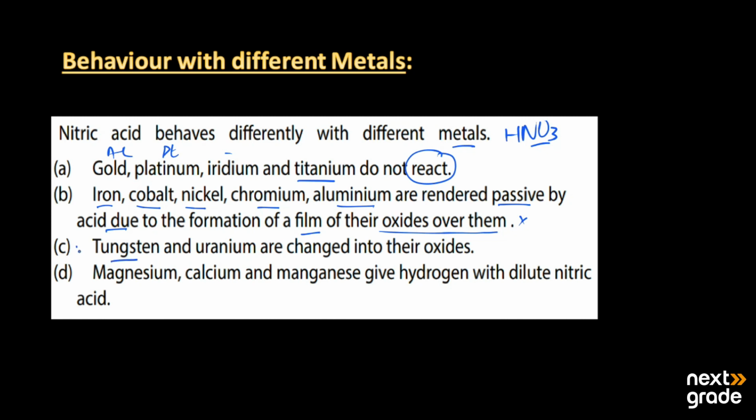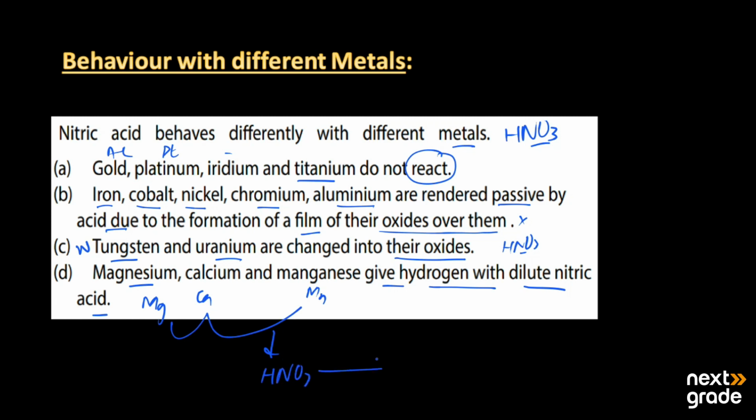Then we have tungsten, which is denoted by W, and uranium. They are changed into their oxides on reacting with nitric acid. And the last behavior is for magnesium, calcium and manganese. They give hydrogen with dilute nitric acid. So when these three react with nitric acid, they produce hydrogen as a result of this reaction.